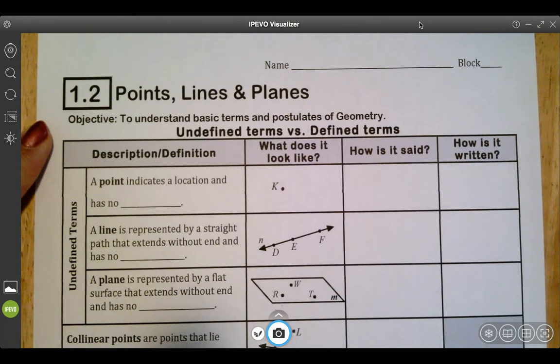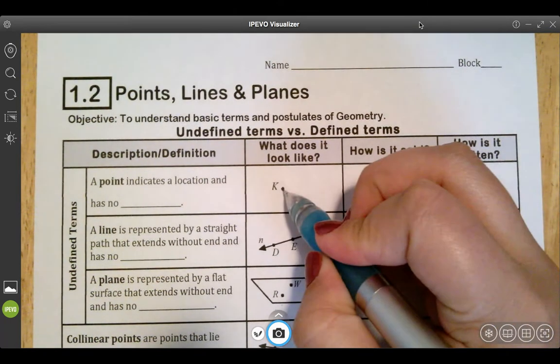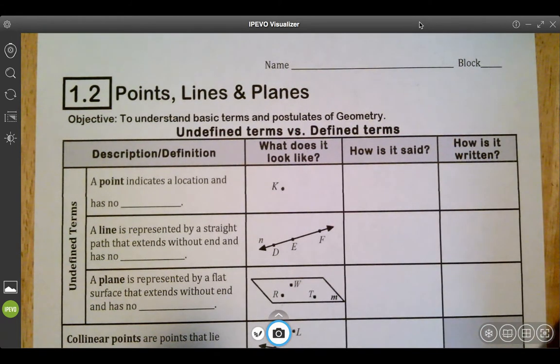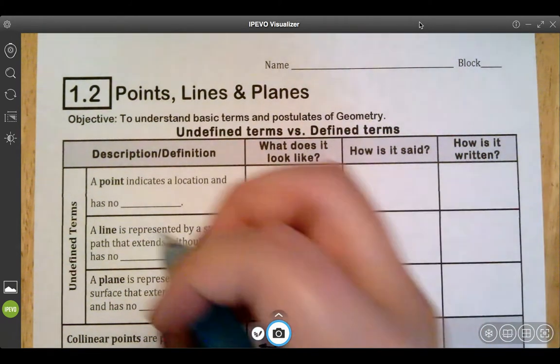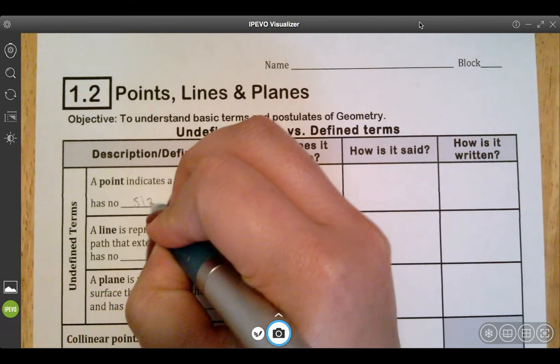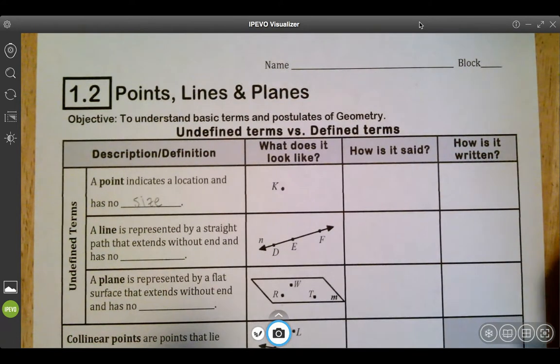So first, we're going to start off by defining a point. Now, you are hopefully familiar with how points are used, but you might not have a formal definition of a point, and so that's what we're aiming to do. And a point is actually very difficult to define because even though we draw a point as a dot, a point technically has no size. It's just a location. Okay, so a point is a location that has no size.